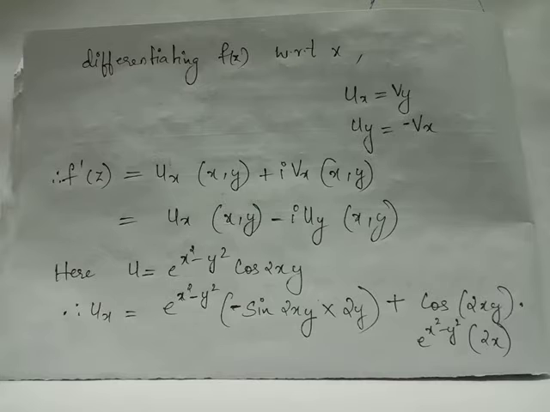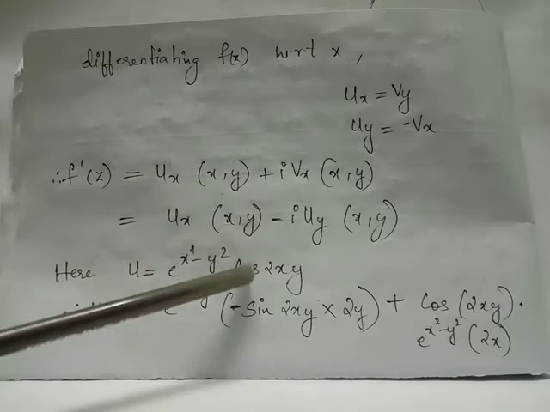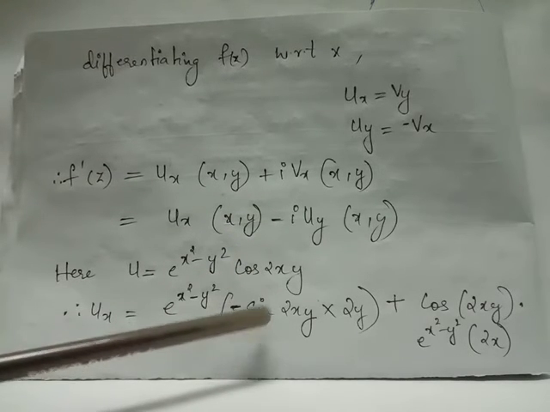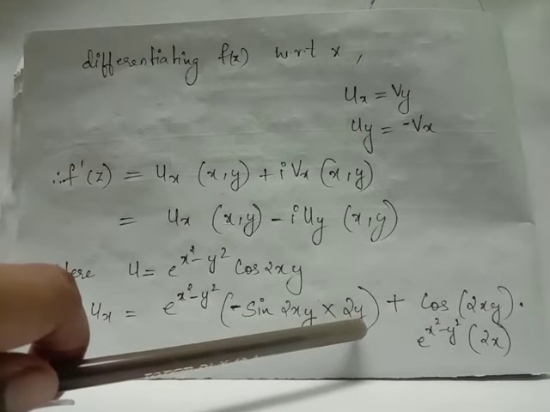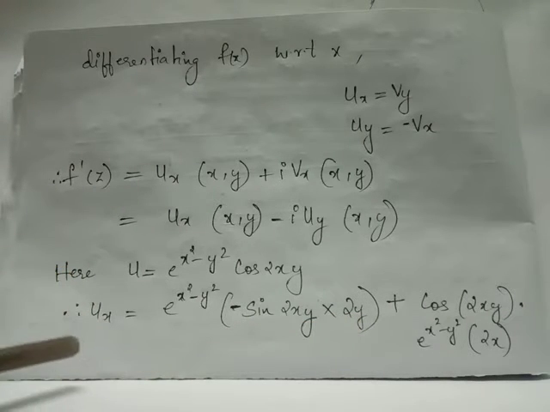We evaluate dou u by dou x and dou u by dou y using the product rule. When we take the derivative of cos 2xy, we obtain minus sin 2xy into 2y, because 2y is a constant when we differentiate with respect to x, treating y as a constant. Similarly, the derivative of e raised to x square minus y square is e raised to x square minus y square into 2x, because y square is constant and the derivative of x square is 2x.